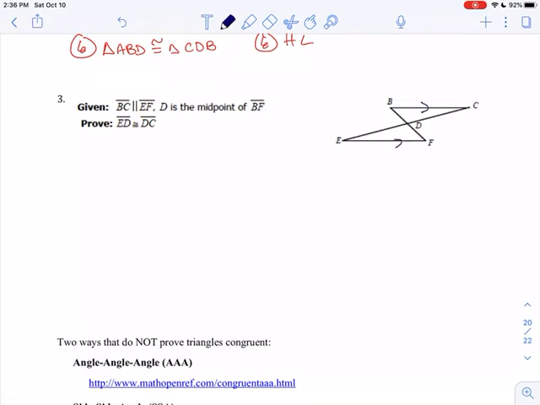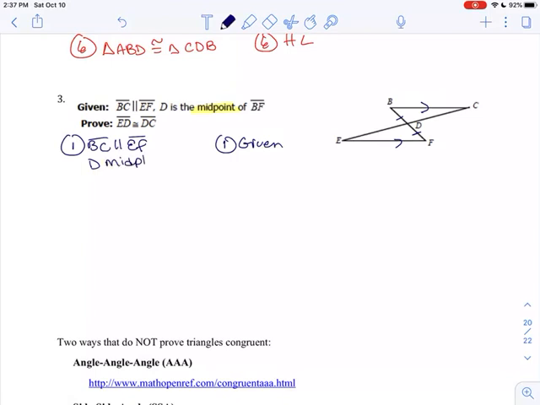Given BC is parallel to EF, I'm going to change colors here. So BC is parallel to EF. And D is the midpoint of BF. Now it's the midpoint of BF, so it's cutting BF in half. So let me go to BF and cut that in half. All right, so that's all my given.